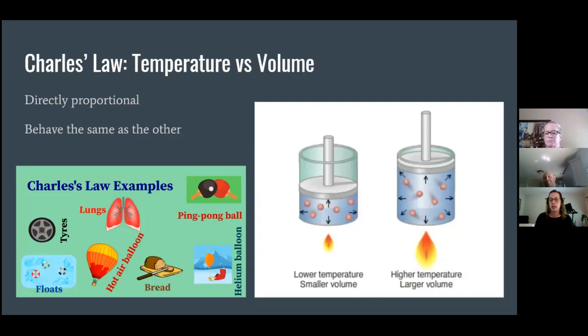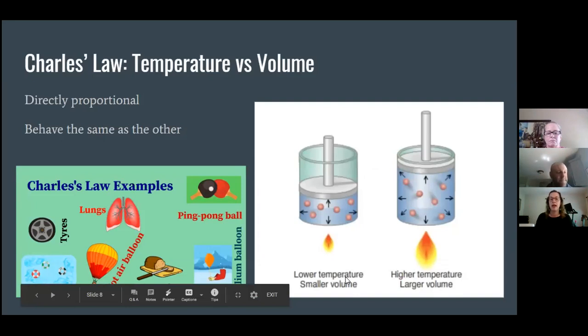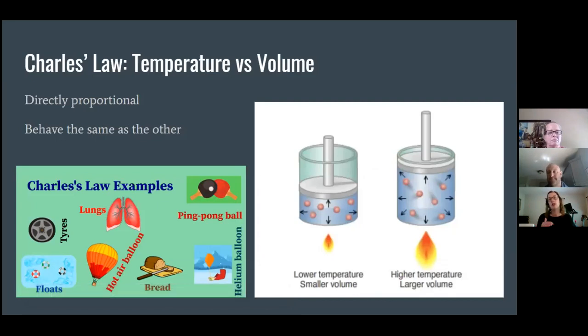In this one, on the left-hand side of the diagram, there's a lower temperature. And remember, temperature is the measure of average kinetic energy. Kinetic means motion. So if they have a lower average kinetic energy, they're going a little slower.